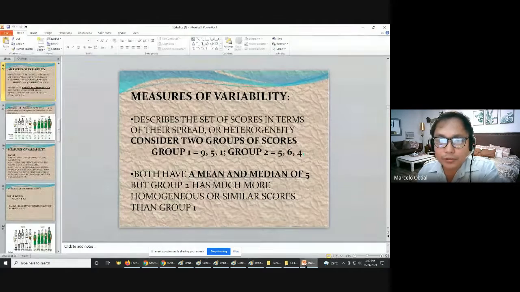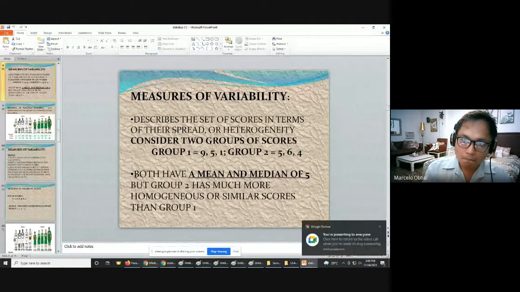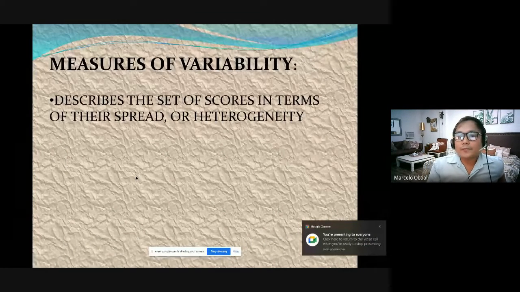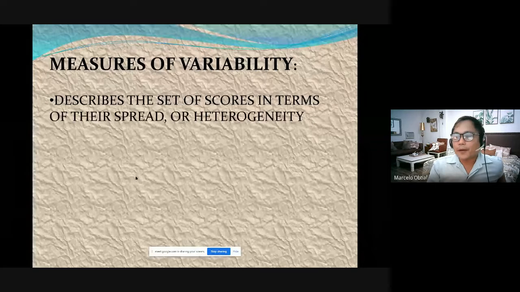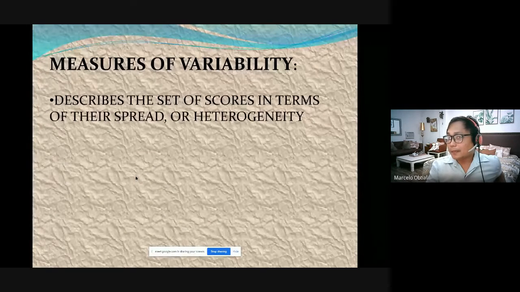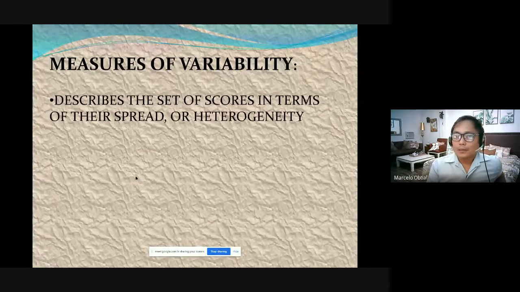Okay, what do you mean by measures of variability? It describes the set of scores in terms of their spread or heterogeneity. Yung pagkakalat, okay? Pagka-spread out ng data mo. Okay?